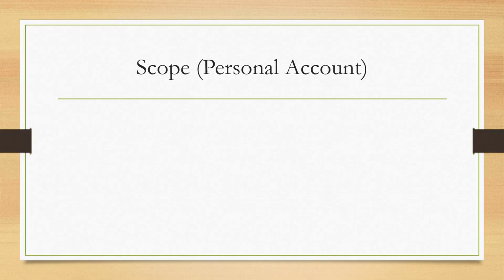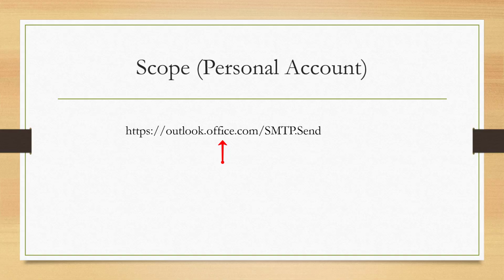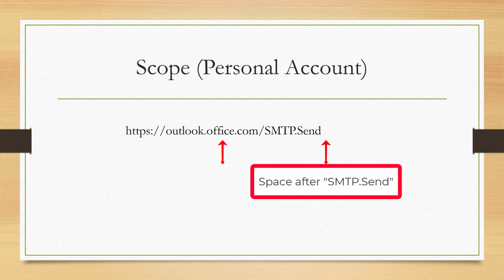Finally, I have to specify the scope for my personal account. This is the first part of the scope. This section is based on the smtp.send permission that I have added to the app in Microsoft. I then put a space to separate the next section of the scope. The second part is offline_access, which is the other API permission that I have added in the app.